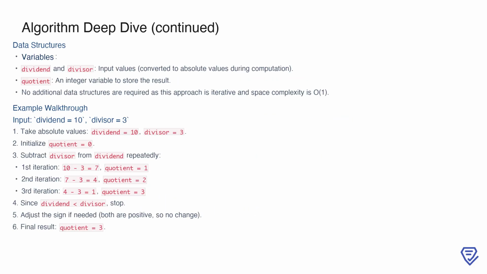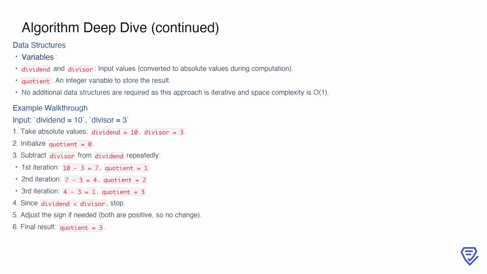This approach uses simple data structures to keep the implementation efficient. The main variables include the dividend and divisor, which are converted to their absolute values during computation, and the quotient variable that incrementally stores the result. The method relies solely on these variables, ensuring a space complexity of O(1).